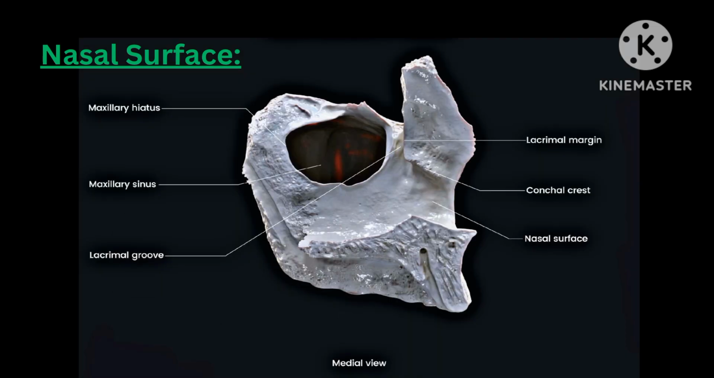The nasal surface of the body of the maxilla forms part of the lateral wall of the nasal cavity and features a large defect or opening, the maxillary hiatus. The maxillary hiatus is an opening to the maxillary sinus, located below the middle nasal concha. The maxillary sinus is a paranasal sinus, an air-filled cavity located within the body of the maxilla.